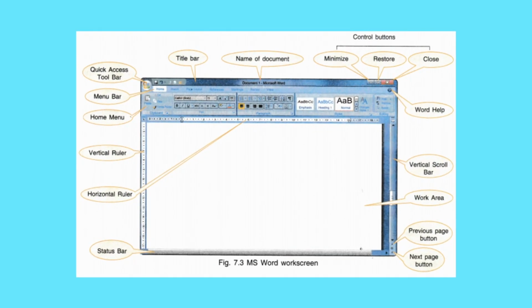If you see this dashboard which is coming on our screen, the title bar is there, with the name of the document. By this you can minimize the content, restore it, or close it. The control button is here, and then Word help, the vertical scroll bar, the work area, the previous page button, the next page button, the quick access toolbar, menu bar, home bar, vertical ruler, horizontal ruler, and status bar. This is the complete snapshot of what you see when you enter the home page of Microsoft Word, and how you are going to tackle that.